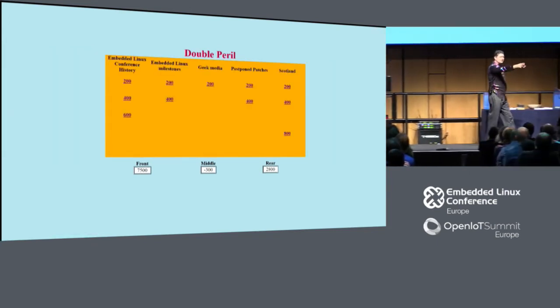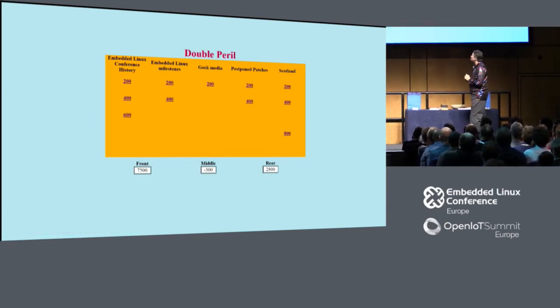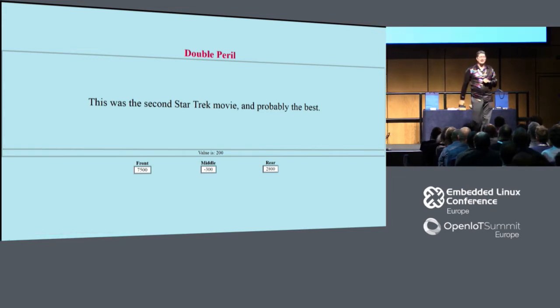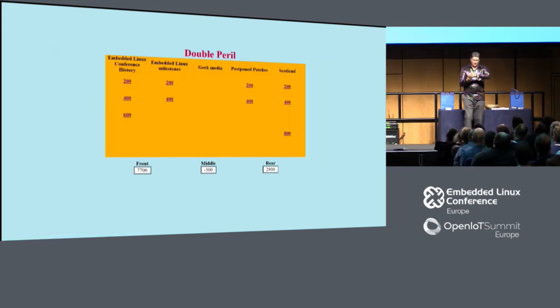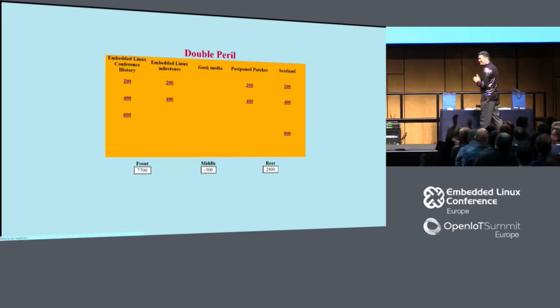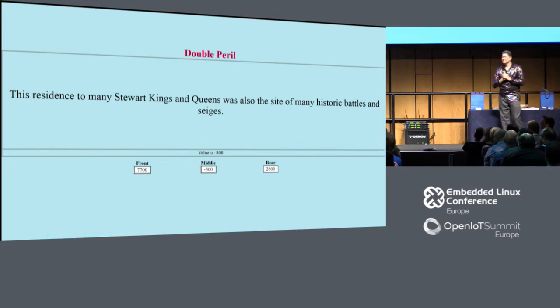Okay. One more question. So, go ahead, pick the question. Geek Media for 200. That is correct. What is the Wrath of Khan? Oh, okay, what the heck? One more question. Scotland 800. Incorrect. Hey. What is Stirling Castle? That's correct.